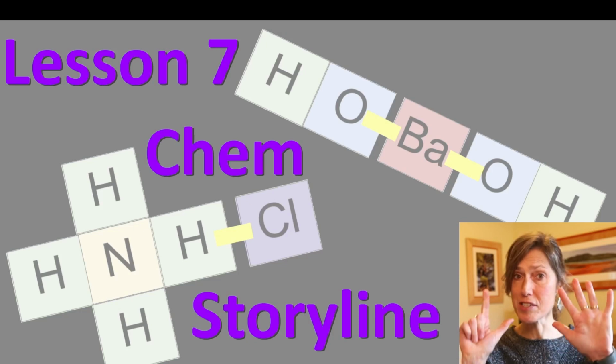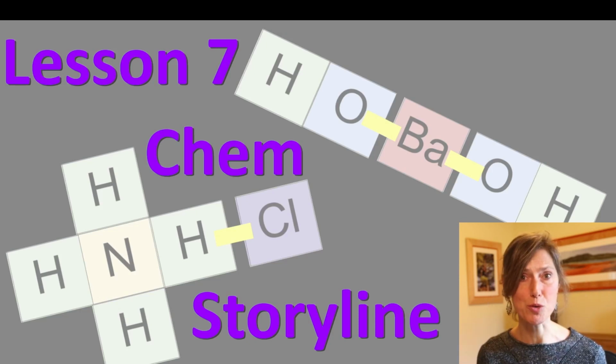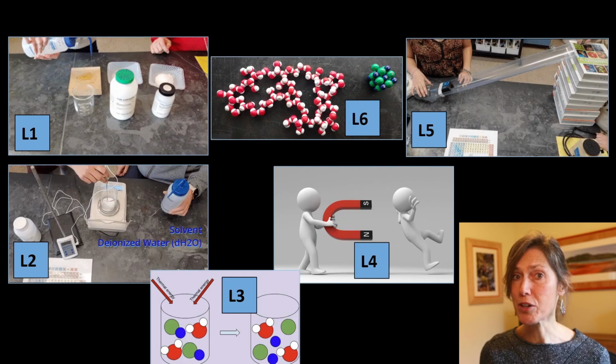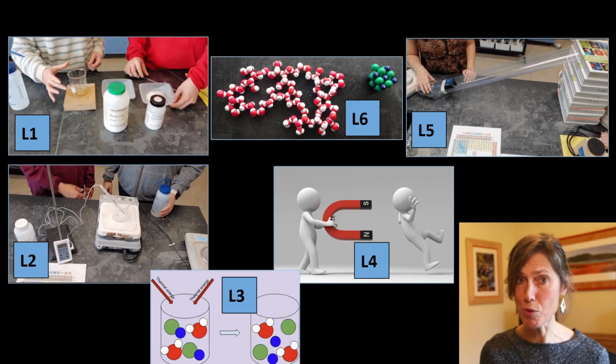We have reached lesson 7 of the chemical bonding storyline. This is the midway point. The storyline is titled, Why Do Some Things Get Colder or Hotter When They React? I've chronicled all 7 videos before.